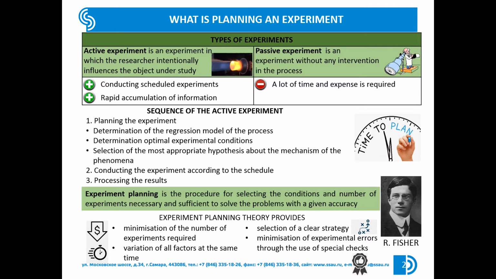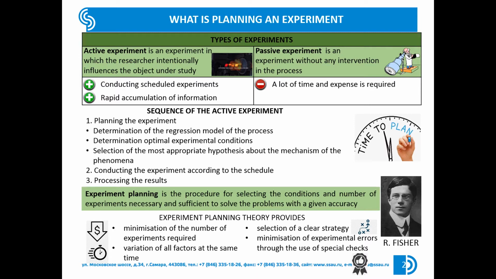The sequence of an active experiment is as follows. Schematics of the research are developed, meaning experiment planning is carried out. The planning of experiments usually requires either the construction of the regression model of the process at the lowest cost and with the necessary accuracy, or determination of its optimum conditions. The experiment is carried out according to a plan drawn up in advance by the researcher, meaning the active experiment itself is carried out. Measurement results are processed, analyzed, and decisions made.